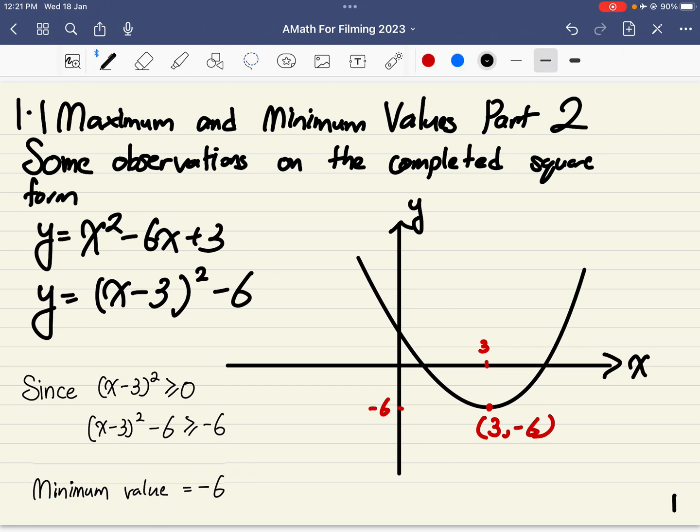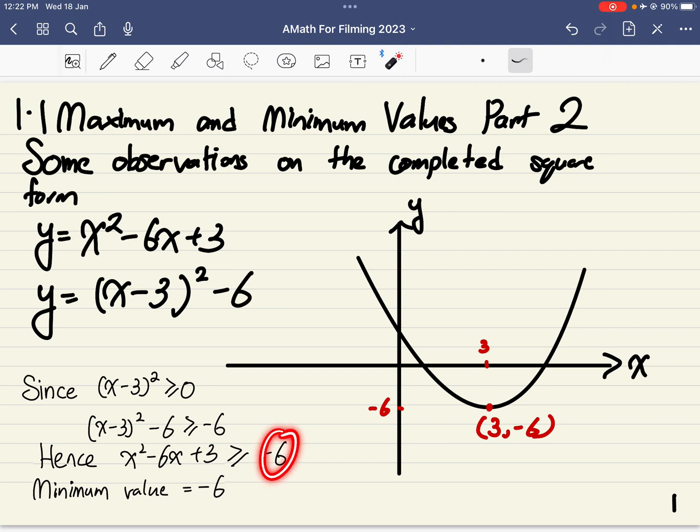So I can actually make this statement here. Hence, x squared minus 6x plus 3 is always greater than or equal to negative 6. So it means that the lowest value this graph can go is negative 6. So I say that this is a minimum value of negative 6. If I were to represent this on the Cartesian plane, what I get is a quadratic graph. Here is a smiley face, where x squared is positive, hence it's smiley. You will notice that if I draw the graph, my minimum value of y is negative 6, and it occurs when my x value is 3.